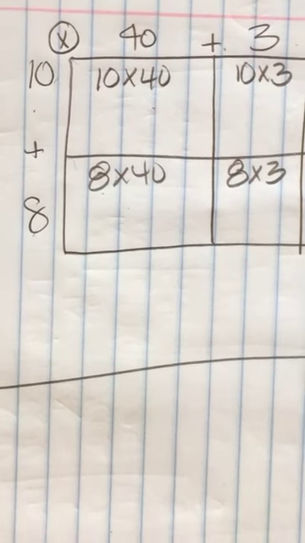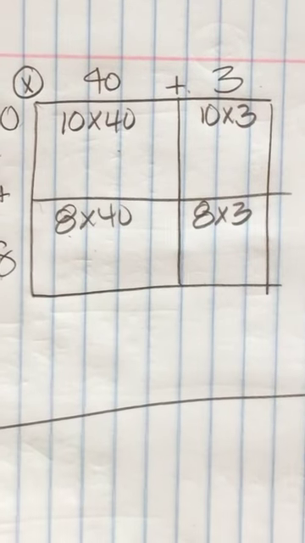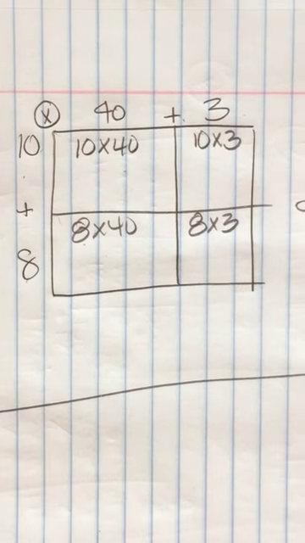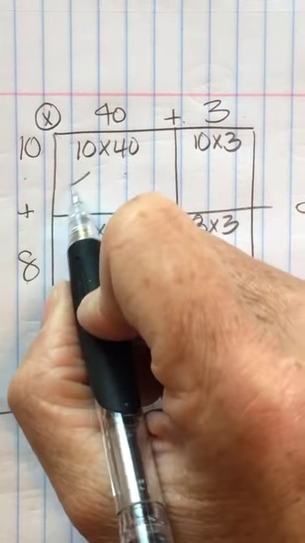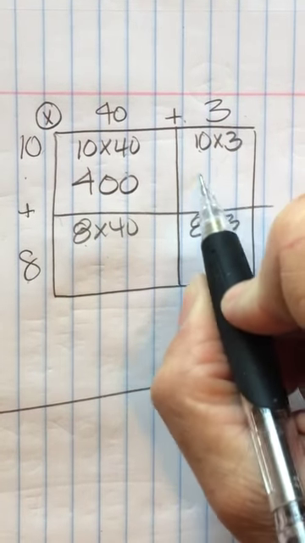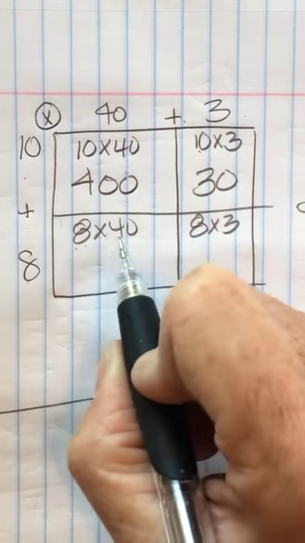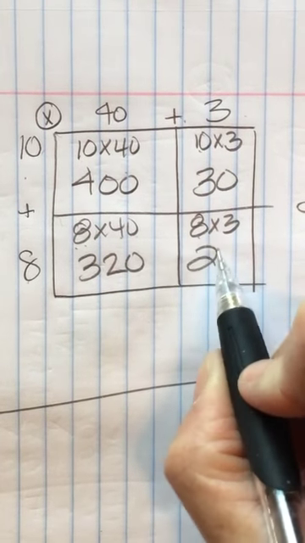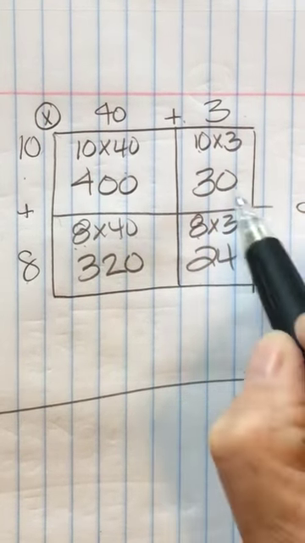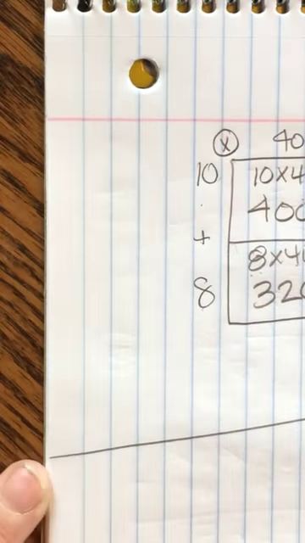Okay, make that a little bit bigger for you so you can see the whole problem. There you go. So I could just do my math. 10 times 40 is 400. 10 times 3 is 30. 8 times 40 is 320, and 8 times 3 is 24. There's all my partial products. I'm gonna set them up over to my left side.